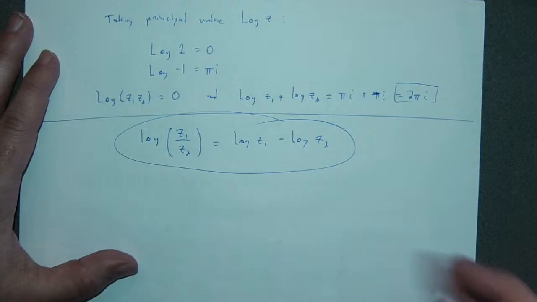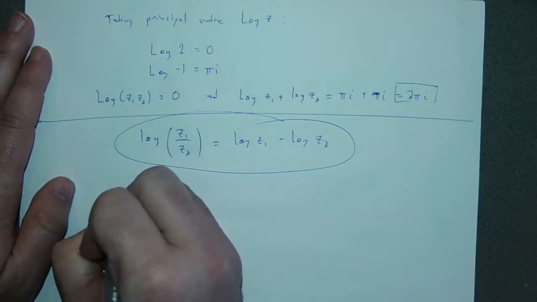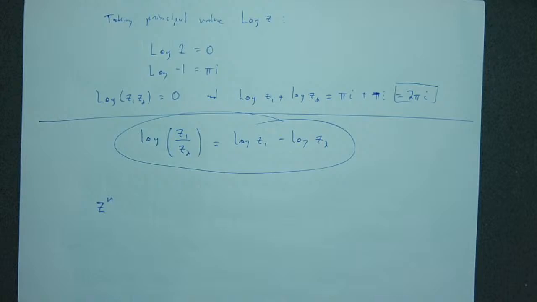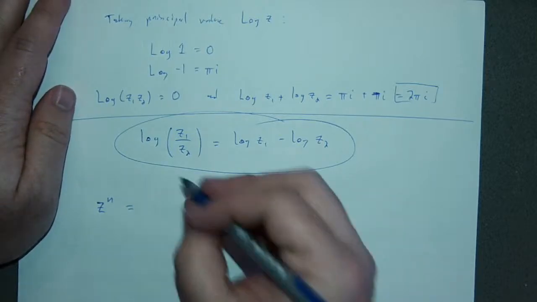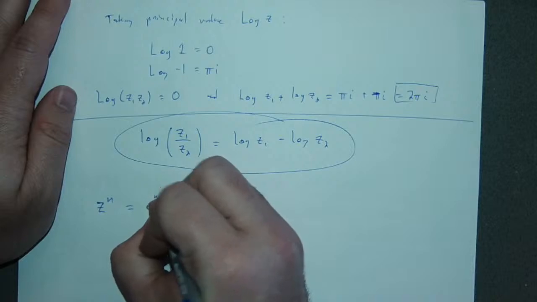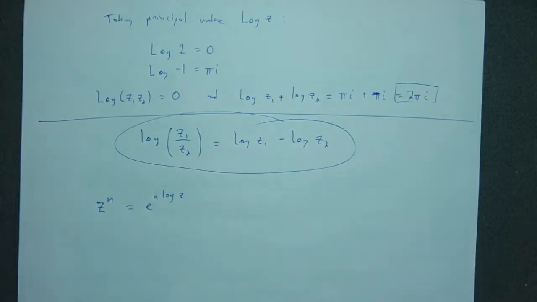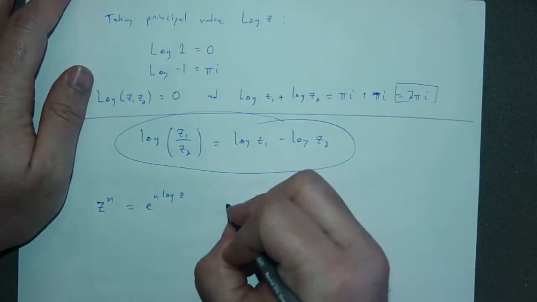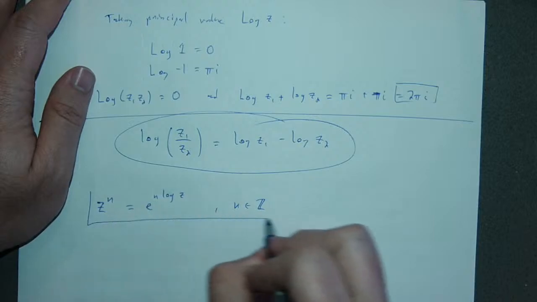Another useful expression is to think of z to the n as e to the n log z, where n is just some integer. All right, so this is an integer power of a complex number.